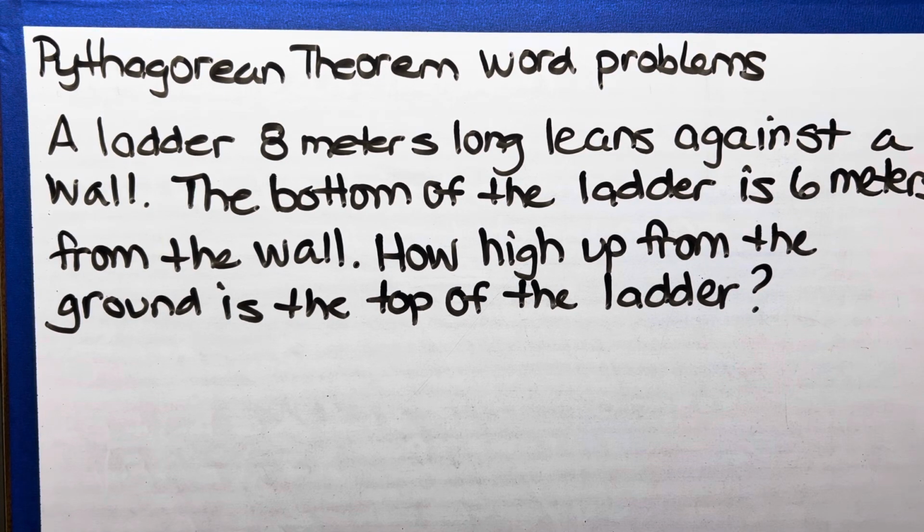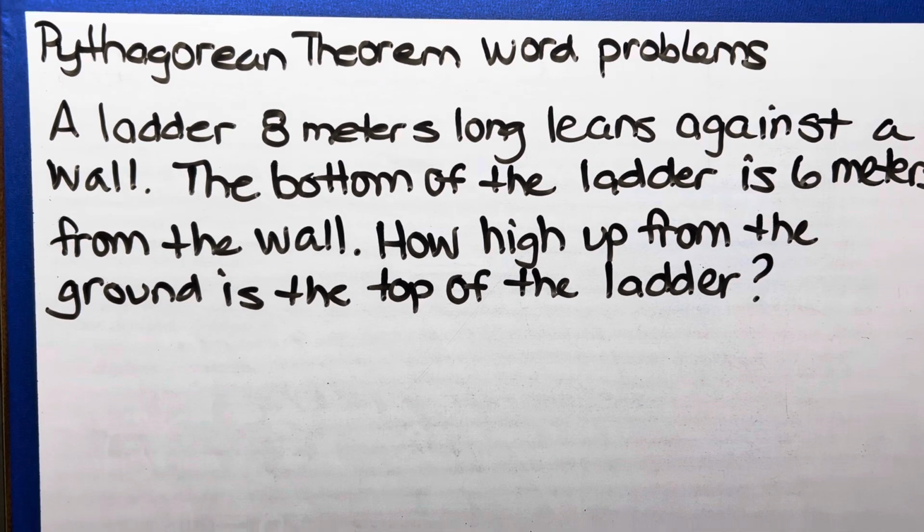A ladder 8 meters long leans against a wall. The bottom of the ladder is 6 meters from the wall. How high up from the ground is the top of the ladder?